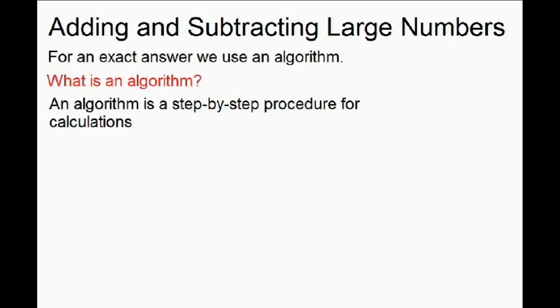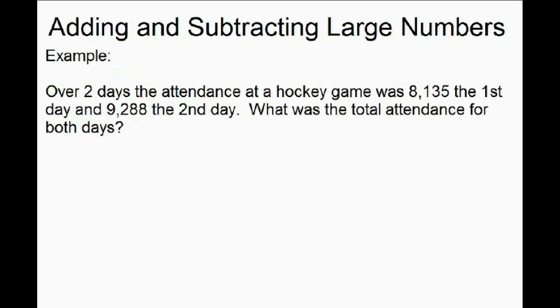We're going to start with adding very large numbers. With this first example, we have a question where over 2 days the attendance at a hockey game was 8,135 the first day and 9,288 on the second day. And the question is, what was the total attendance for both days? Hopefully you recognize here that in order to answer this question, we have to take the attendance for each day and add those two numbers together.